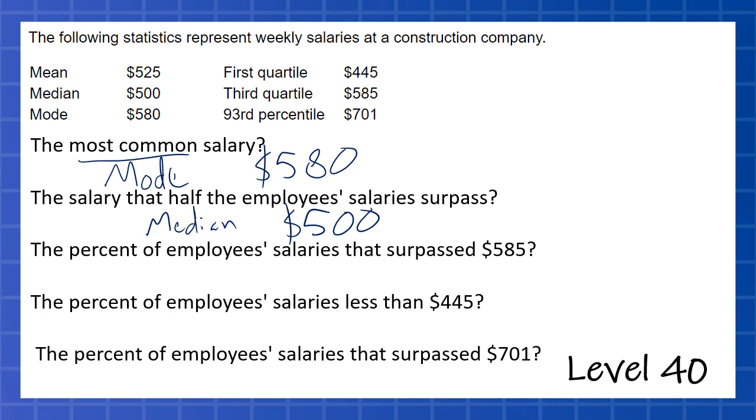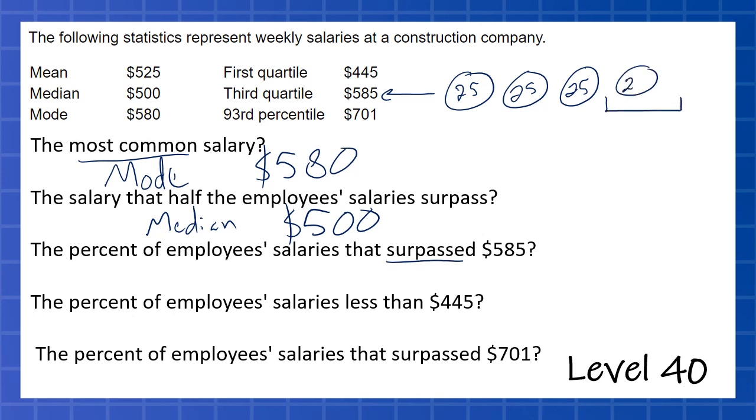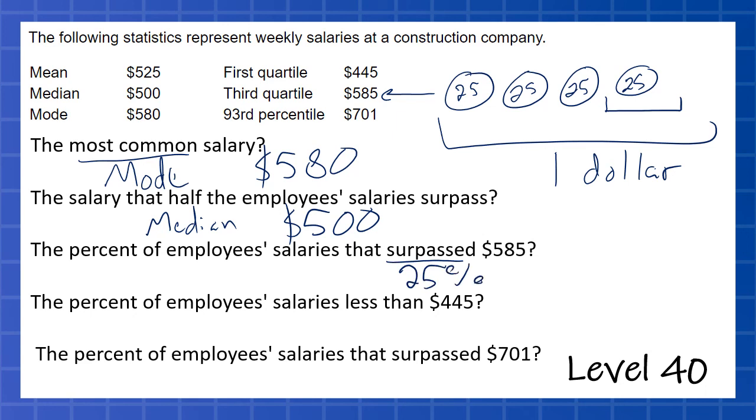The percent of employee salaries that surpassed 585. Okay, so I want to look at where 585 is. 585 is right there. It's the third quartile. In other words, if you think about having 3 quarters, that's 25 cents, 25 cents, and 25 cents. And if we want to say above that, how many more quarters do you need to make $1? Well, you just need one more. And so the percent of employees is actually just going to be 25%. So we can think about quartiles like quarters out of $1.